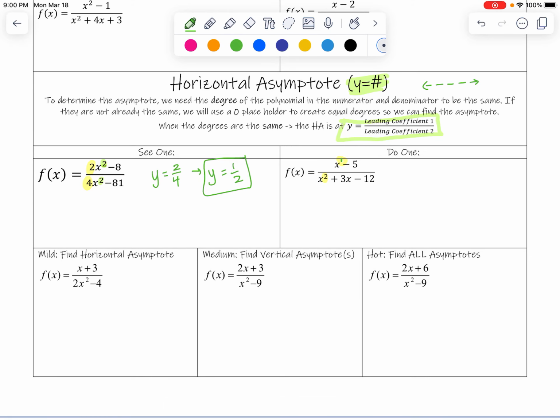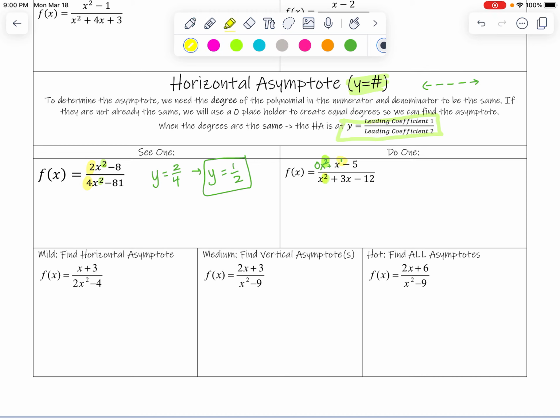So here's a case where the degrees are not equal. It has a larger exponent on the bottom than it does on the top. So if we want to make these the same, I can't just get rid of x squared, but what I can do is add a 0x squared on top. Because technically 0 times anything is just 0. So I'm actually just adding 0, which doesn't do anything. But now if we have 0x squared, we have the same degree in the numerator and denominator.